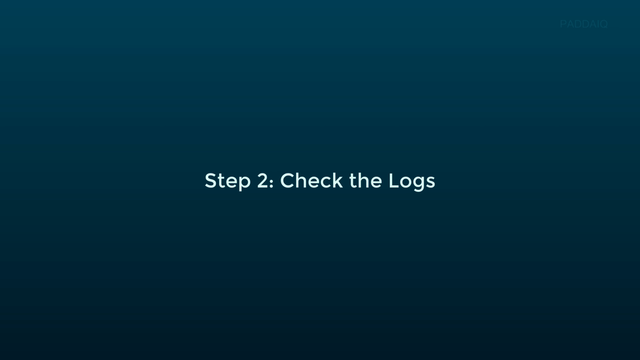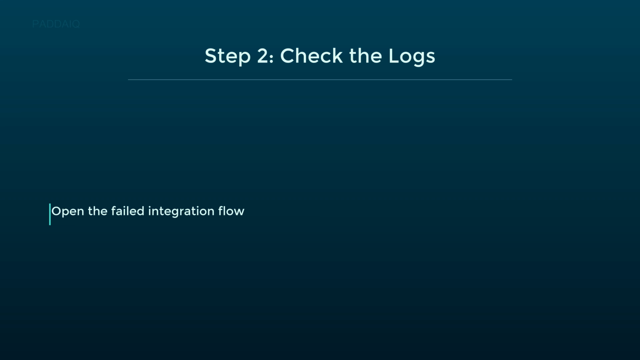Step 2. Check the application and system logs. Open the failed integration flow. This means accessing the specific workflow that encountered an error to examine its details. For example, if an order processing flow fails, you open it to see where the breakdown occurred. This first step is crucial for identifying and resolving the root cause of the problem.